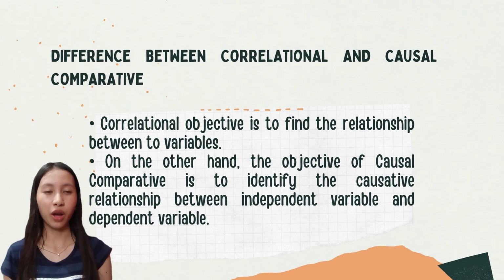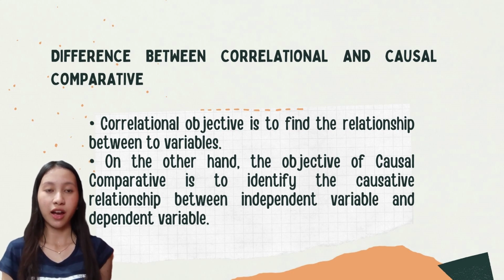Now, huwag kang malilito sa correlational at causal comparative. Although, parehas silang gumagamit ng two or more variables, ang objective ng correlational ay ang paghahanap ng relationship between two or more variables. Okay, for example, the effectivity of teachers and the number of trainings and webinars attended. So, ano ang relationship doon sa dalawa? Hahanapin nyo kung ano yung relationship. May kinalaman ba yung pagiging effective ni teacher sa dami ng webinar na na-attendan niya or walang kinalaman?